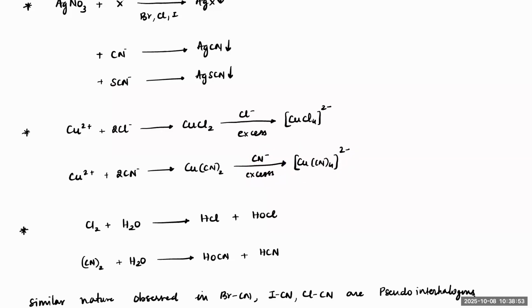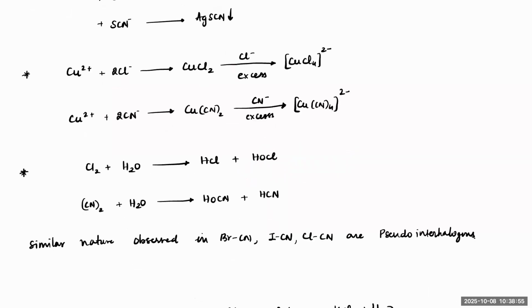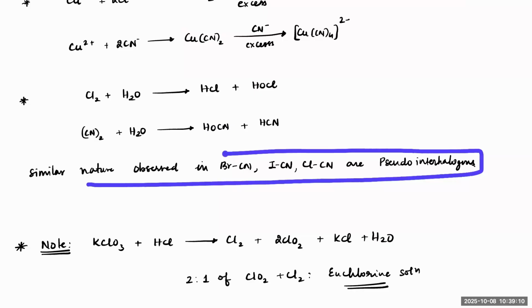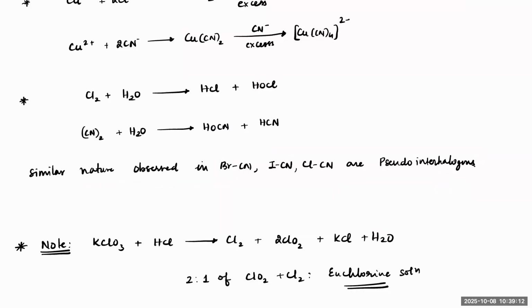Got it? Chlorine and water will become HOCl and HCl. Just like that, cyanogen gas will also become HOCN and HCN. So you can see a similar behavior can also be observed in pseudo interhalogens. That is BrCl, just like BrCl, instead of Cl we can have cyanide, again we can have similar reactions. Same with ICN, same with ClCN.